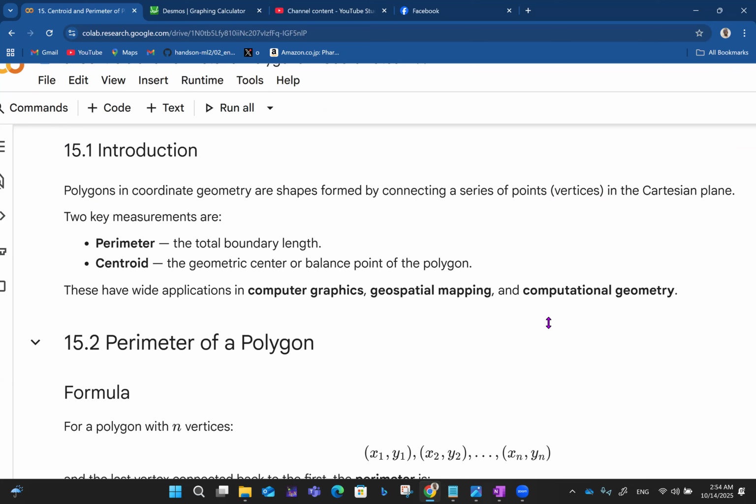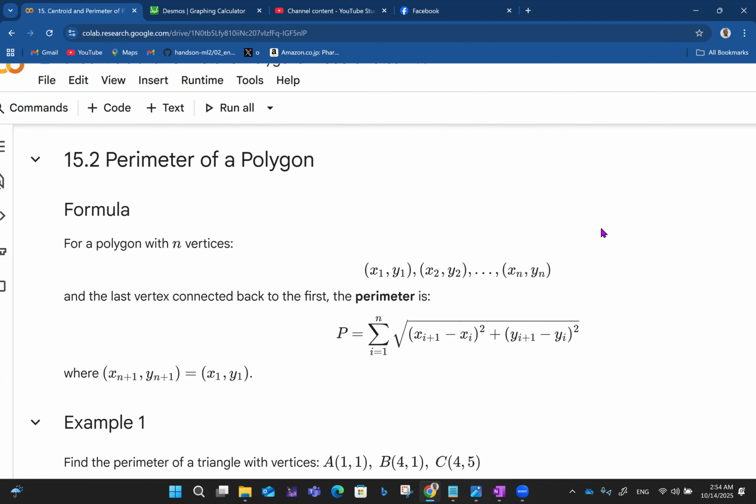So if you want to balance a triangle, or say you have a triangular park, like we saw in the video about triangles in the coordinate system, you want something like the incenter, where you can locate a fountain so that it can be equally accessed from almost every corner of the park, of the triangular park, that is. So these have wide applications in computer graphics, geospatial mapping, and computational geometry, right? So, perimeter of a polygon now.